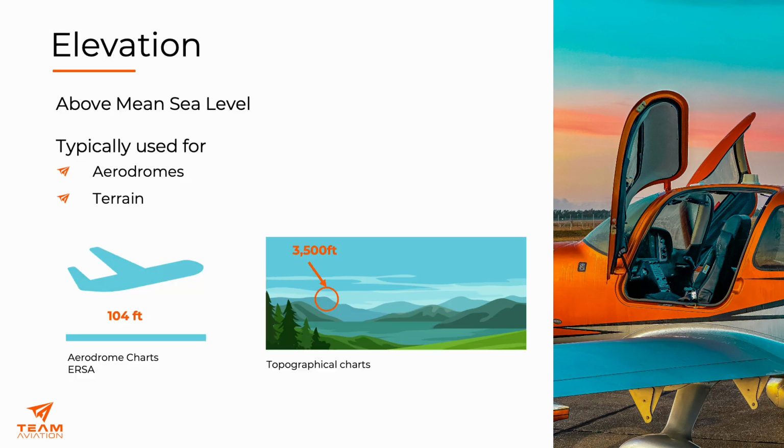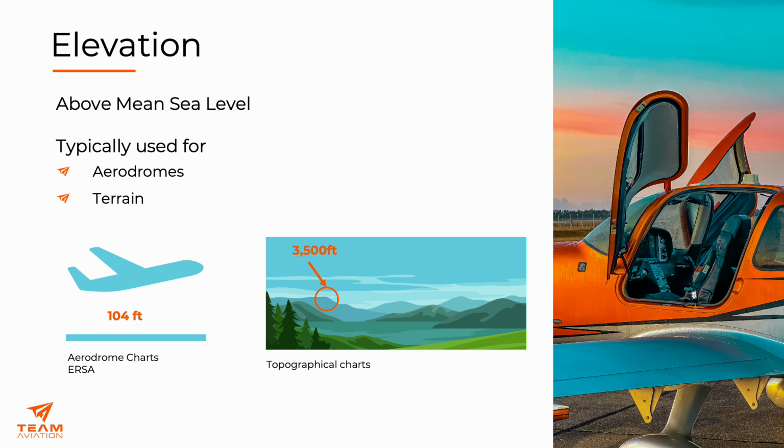Elevation is the height of a specific point on the Earth's surface measured above mean sea level. Unlike height above ground level, which changes depending on terrain, elevation is a fixed measurement used for reference in aviation. We typically use elevation for two main purposes. Aerodromes, every airport has an assigned elevation, which is the highest point on its usable runways above mean sea level. This is essential for pilots when setting their altimeters before takeoff and landing.